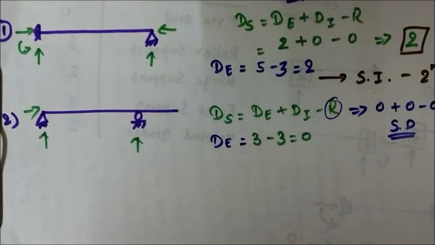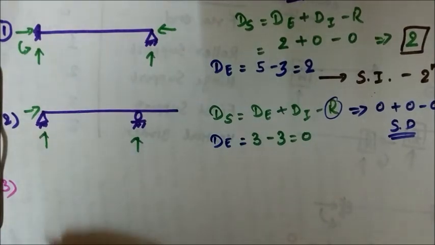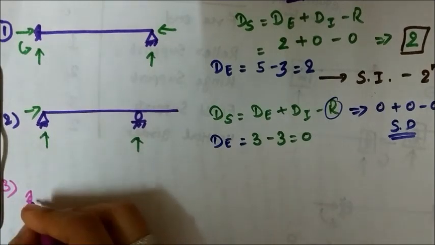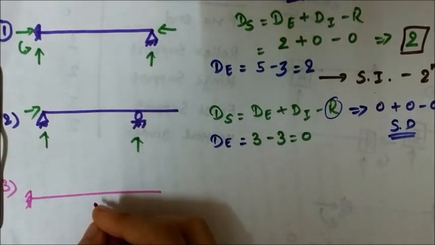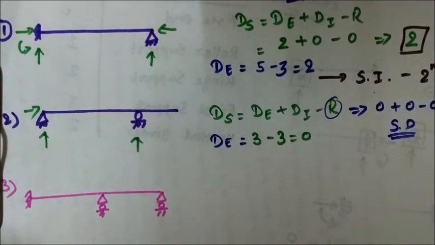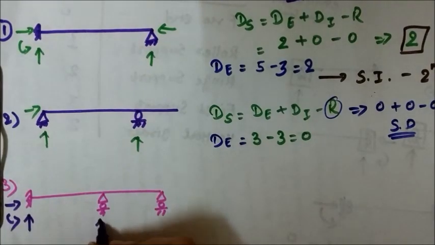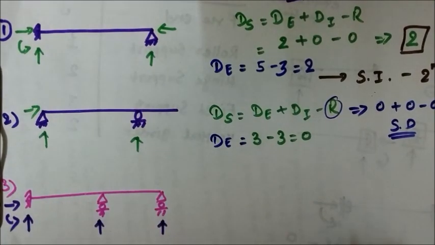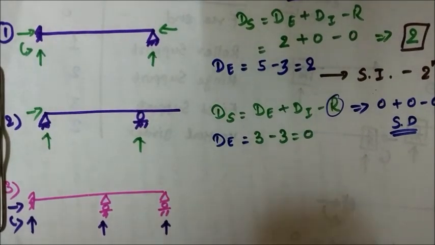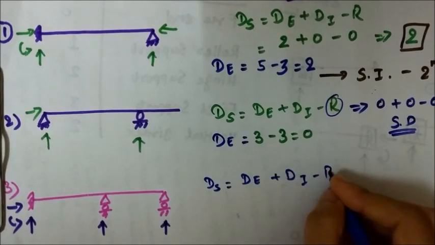Now let's take the third example. Okay, so as per the diagram we can easily understand that this is a fixed support and it will give you 3 reactions. This is a hinge support, it will give you 2 reactions, and the other gives you 1 reaction. And let me just write the basic equation, which is Ds is equal to De plus Di minus R.